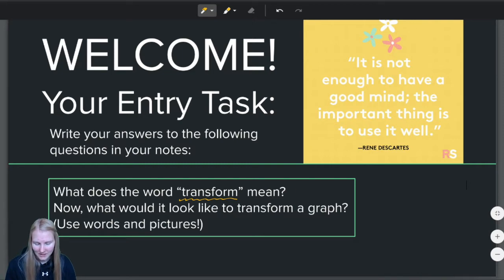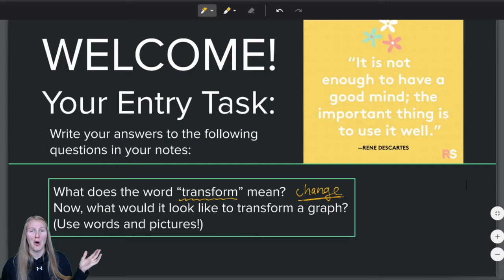Well, simply, to transform something means to change it, but to change it in a special way. Tadpoles turn into frogs in a very special way. When we talk about transformations in math, we're also talking about changing things in a special way. And that's what chapter 4 is all about. So, changing things in a special way.